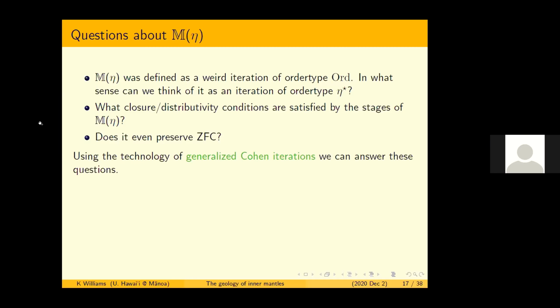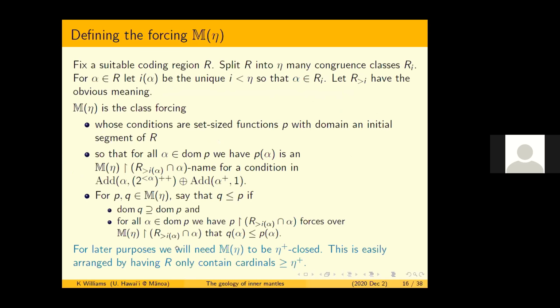Okay. Sorry, one more question. You're calling it an iteration, but is it clear that it's an iteration, not a product? I mean, if I go from alpha plus one to alpha, and that wasn't in the ground model or something? Are you talking about it as an eta star iteration or an Ord iteration?